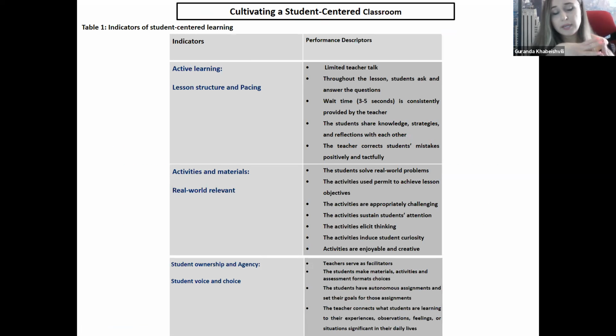This paper has certain indicators of student-centered learning that I have developed. Some of them are like active learning, which deals with the lesson structure and pacing. So here we have limited teacher talk. Throughout the lesson, students ask questions. Students are given wait time, and they are given a chance to reflect on their own learning process.